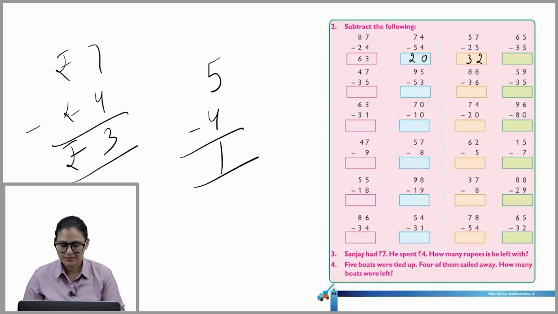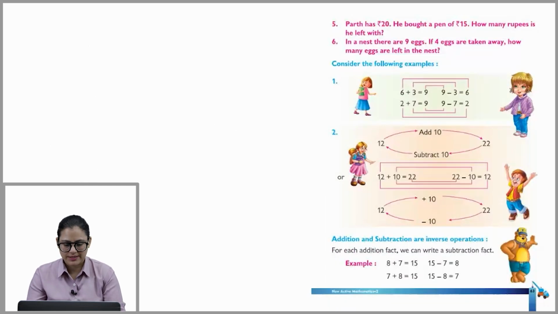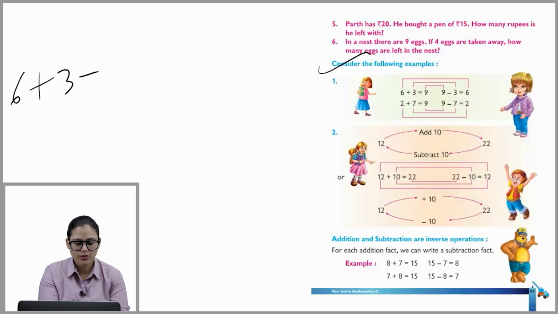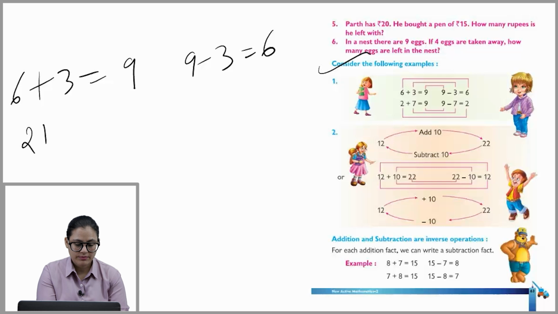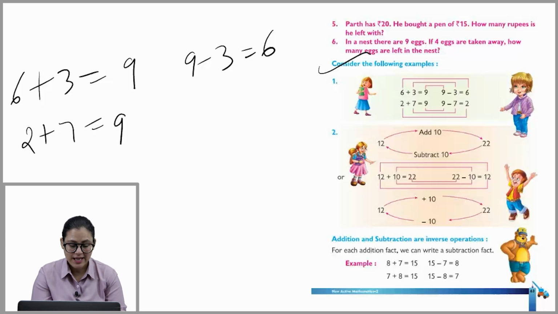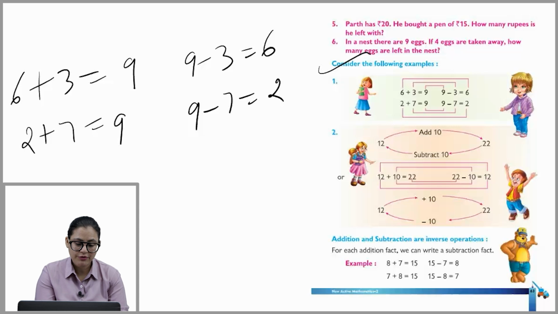Okay. Consider the following examples. Number 1. 6 plus 3 is equals to 9 and 9 minus 3 is equals to 6. Means there is some connection between these numbers. Okay. 2 plus 7 is equals to 9 and 9 minus 7 is equals to. Means if you subtract this number from this number, you will get this number.